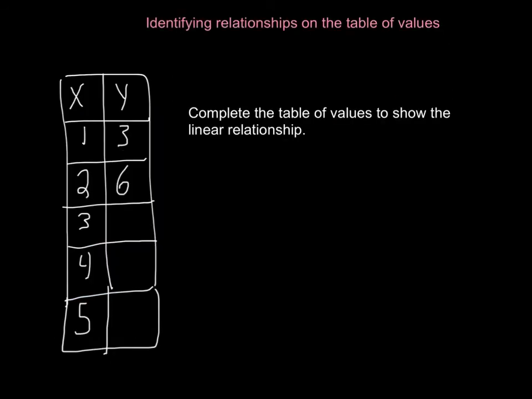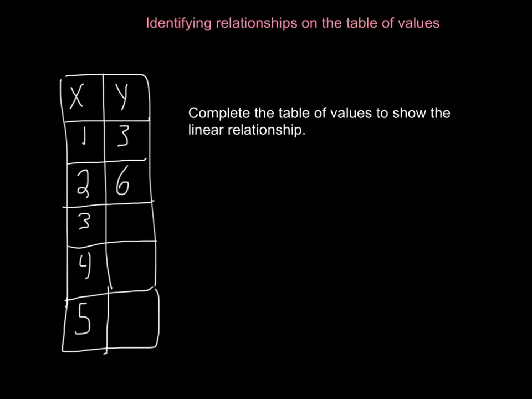Now let's look at our last one. And that just goes back to patterns again. We're going to identify relationships on the table of values. So what I want you to do is look at this table and complete it for me. Because this is going to be a linear relationship. Knowing that, you know there's going to be patterns. So your job right now is to finish filling in the table of values here using what pattern you see here. So you can pause it here and then hit play when you're ready to watch the rest.